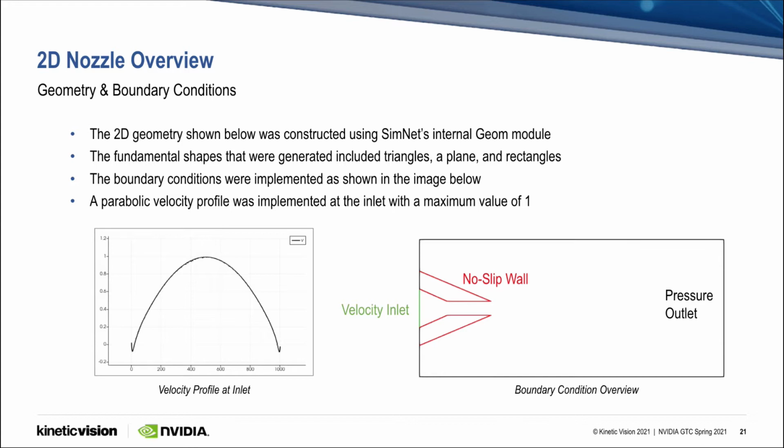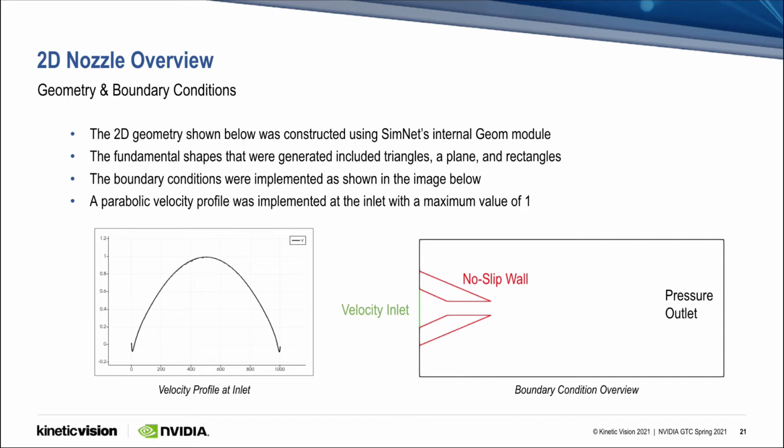So just to provide an overview of the actual geometry that we're going to be focusing on with our SimNet work, this is a 2D representation of a subsonic nozzle like those used in the galvanization process. All of the shapes in this domain were actually created using SimNet's internal geom module. The boundary conditions that were specified are as shown in the bottom right of this slide.